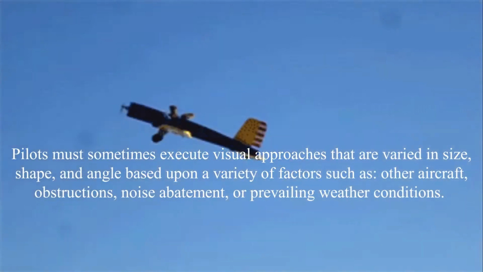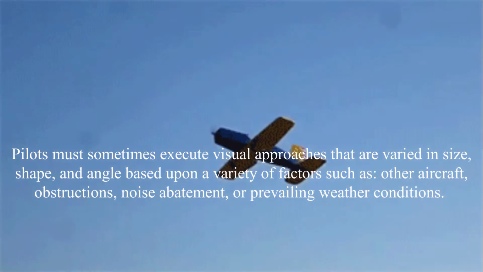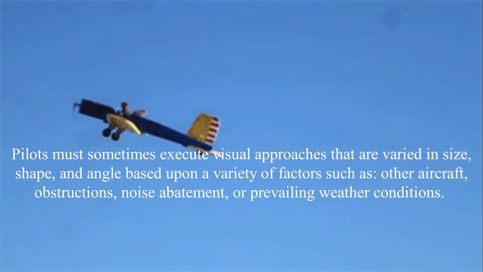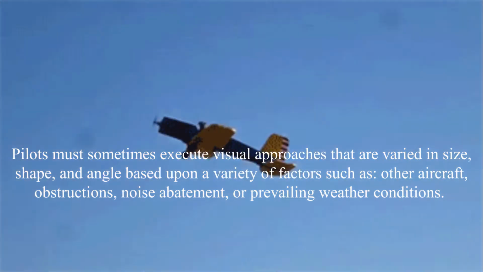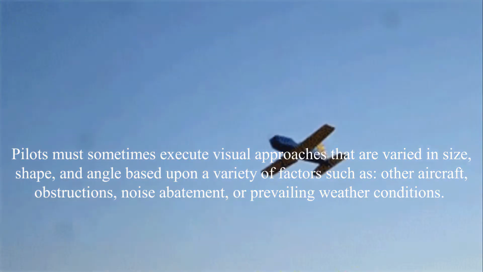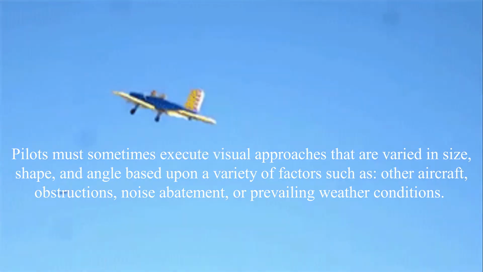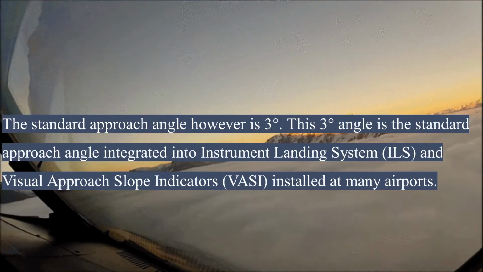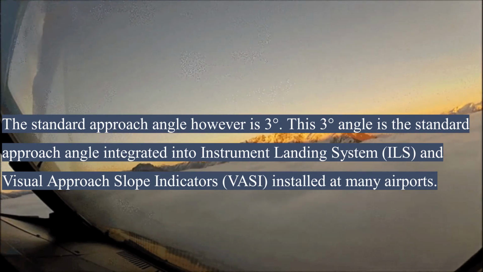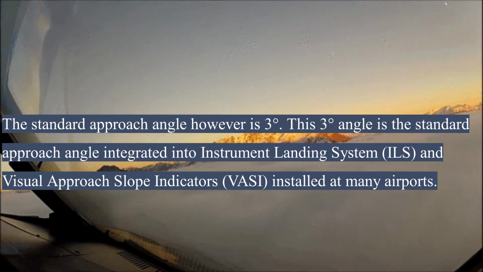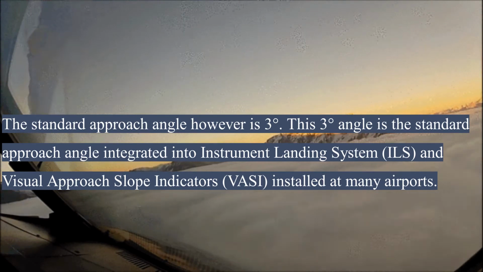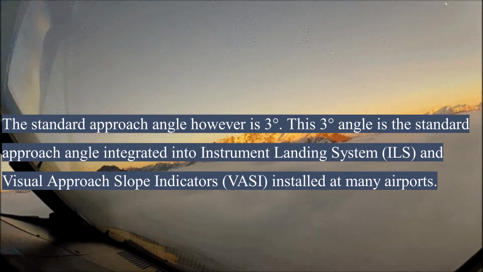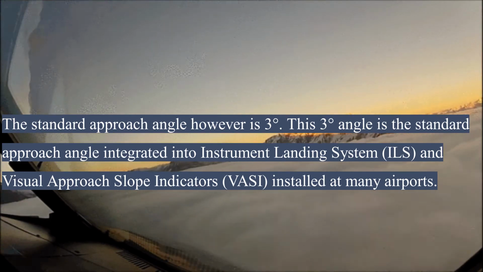The background of the article explains that pilots must sometimes execute visual approaches that are varied in size, shape, and angle based upon a variety of factors such as other aircraft, obstructions, noise abatement, or prevailing weather conditions. The standard approach angle, however, is 3 degrees. This 3 degrees angle is the standard approach angle integrated into Instrument Landing Systems or ILS and Visual Approach Slope Indicators or VASI installed at many airports.